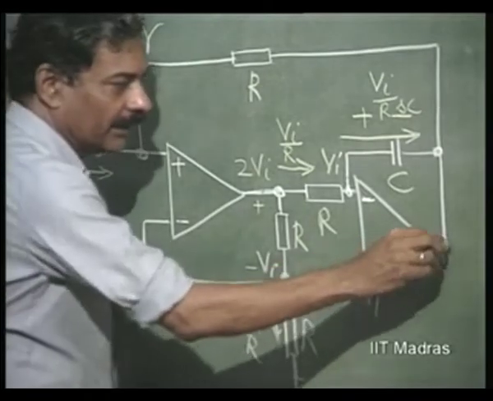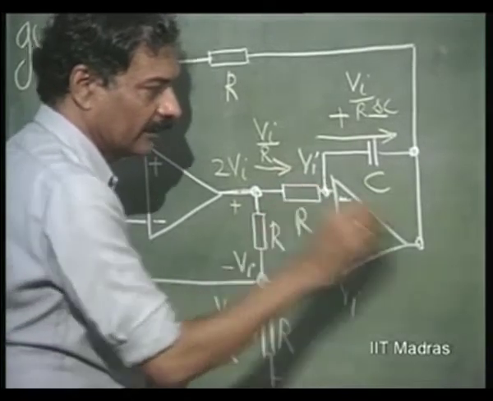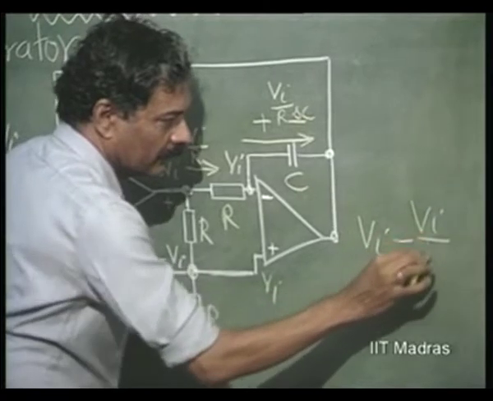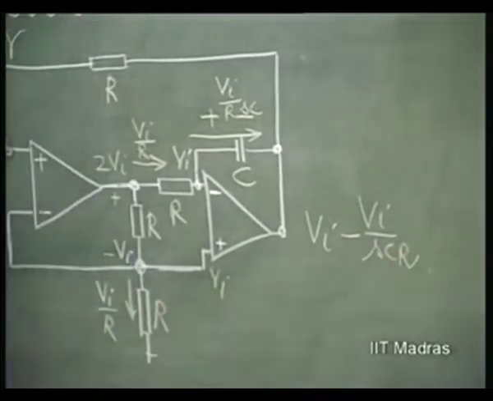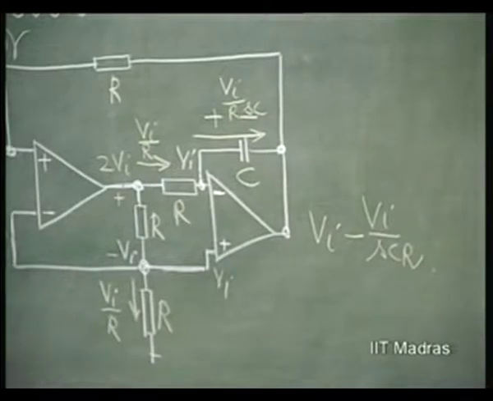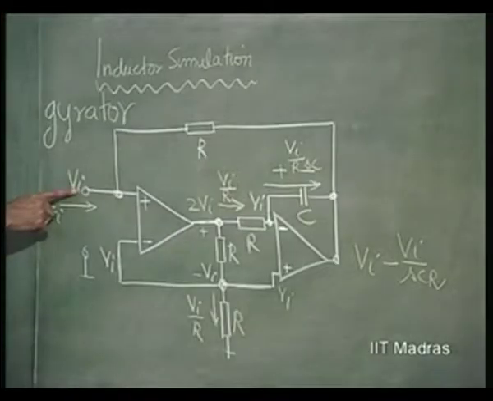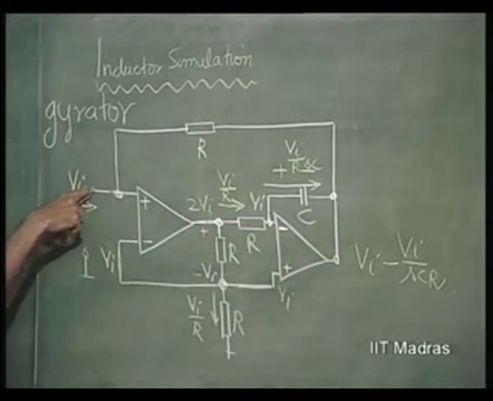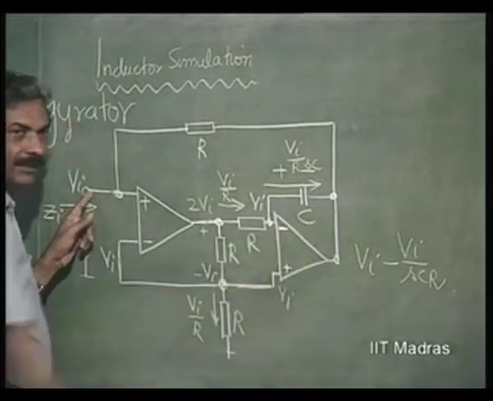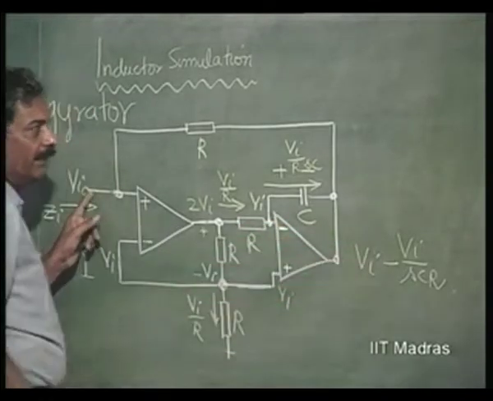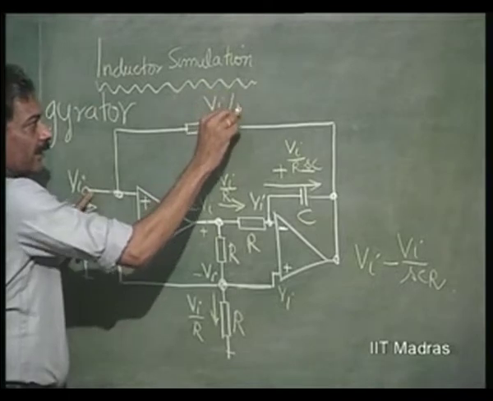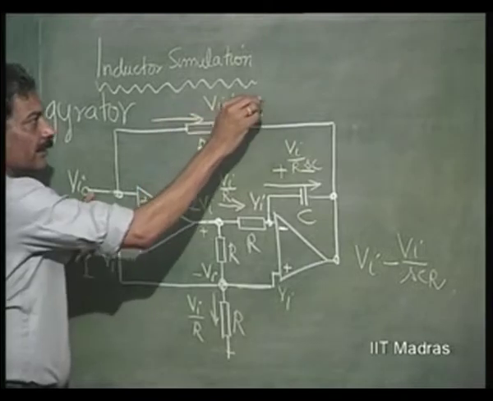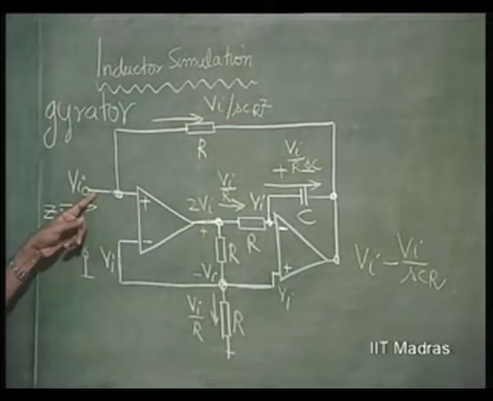So, the voltage here is going to be this V I minus the drop here, this is the voltage here. I am applying V I here, this is R. So, the potential across this is this V I minus this V I, those V I get cancelled, plus V I by S C R. So, potential across this is V I by S C R, and the current through this is in this direction, this divided by R.